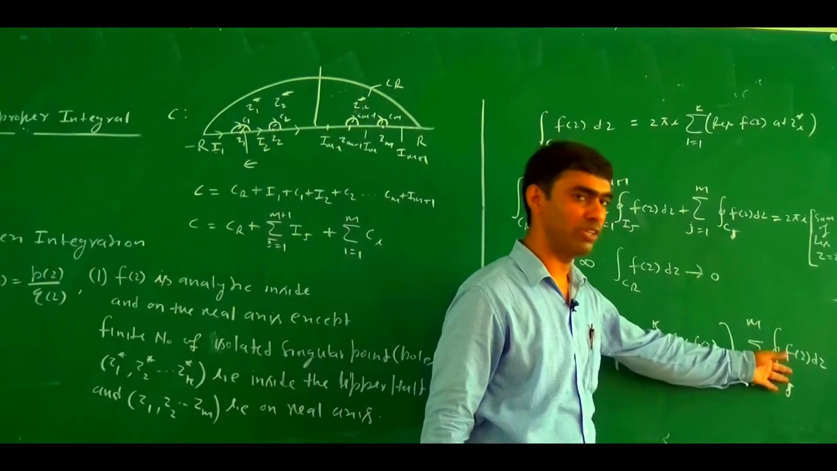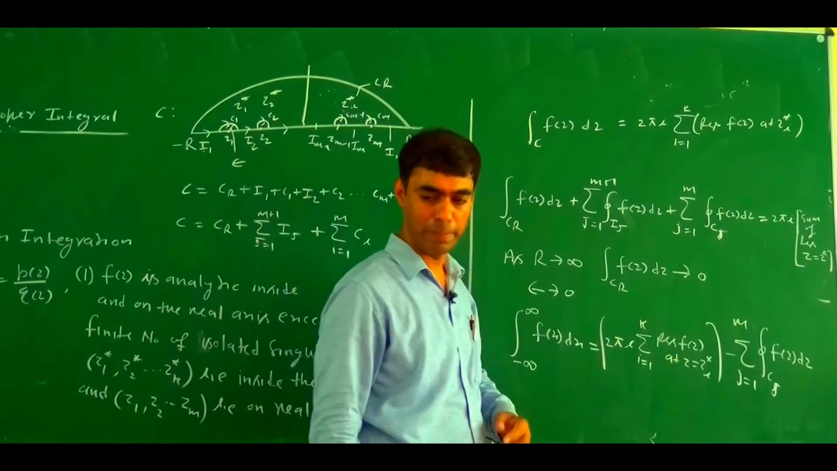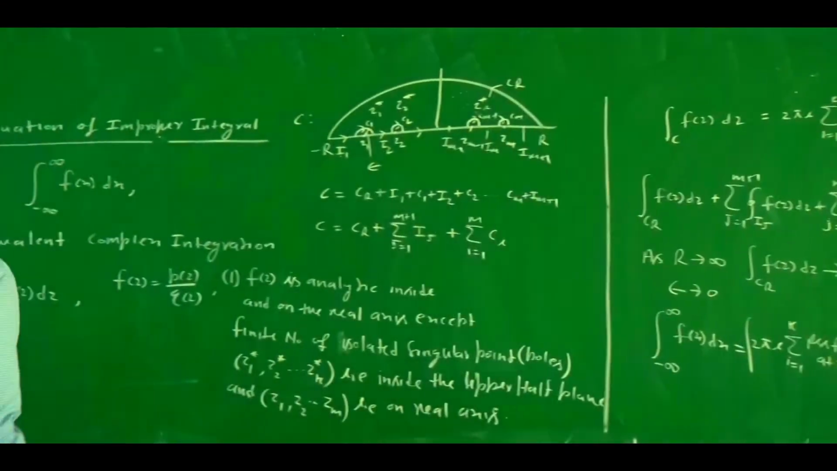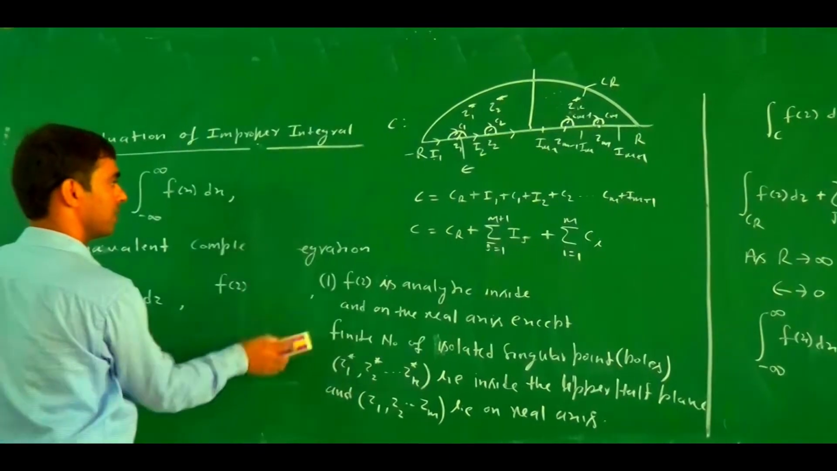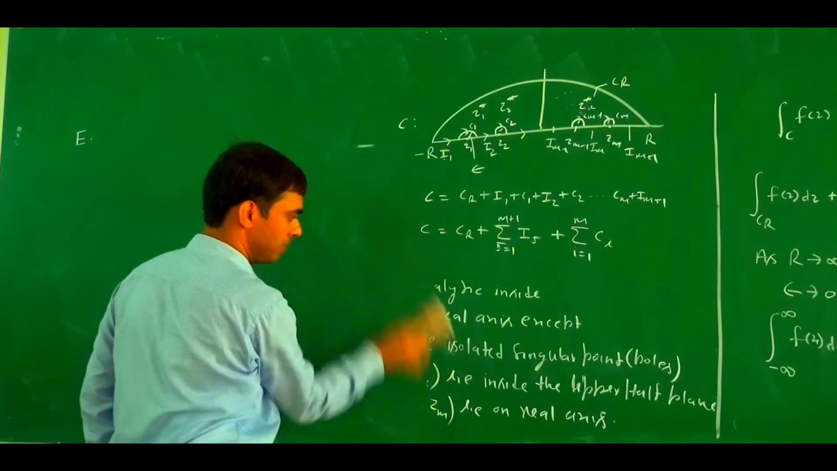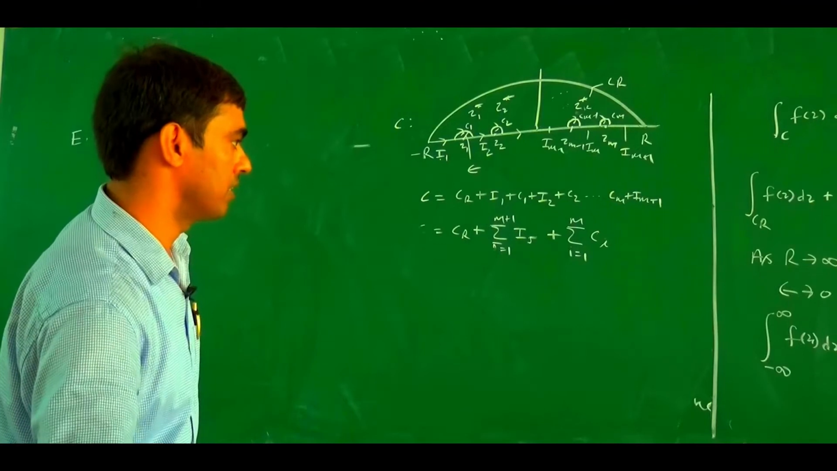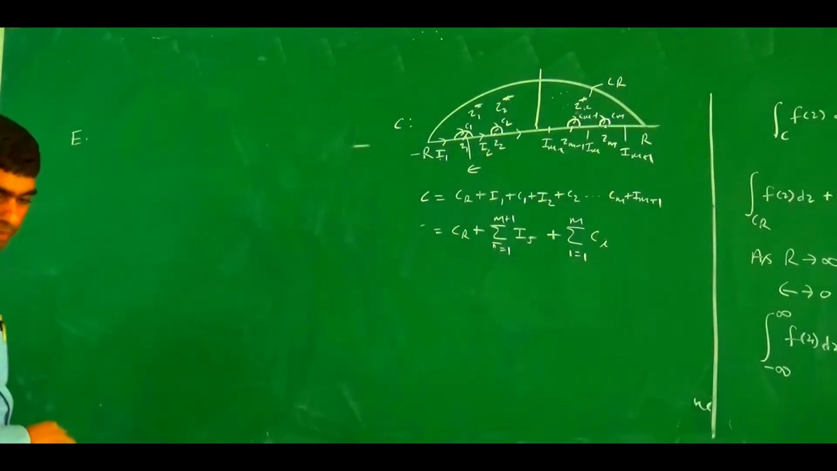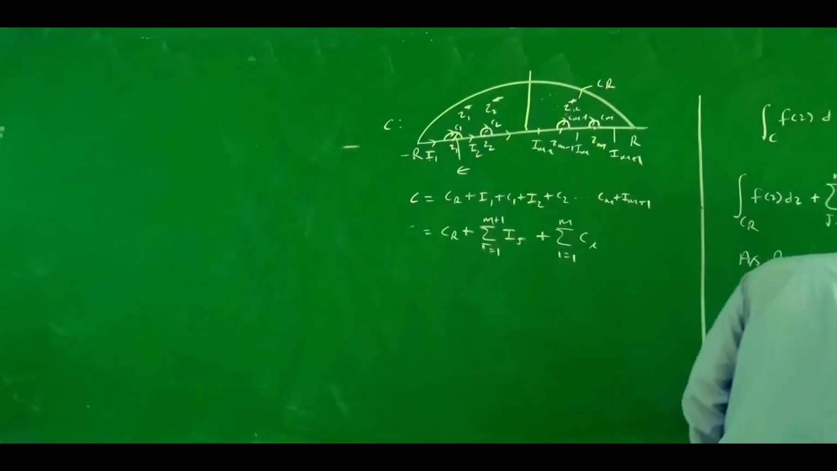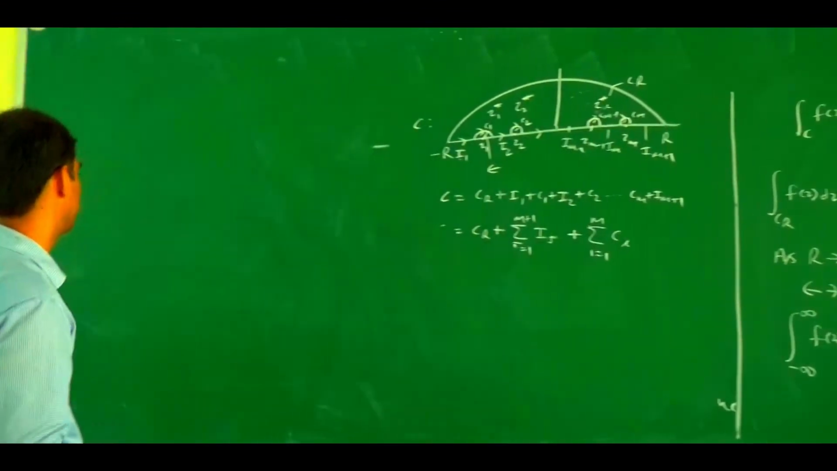So we are able to find this one. Once we find it, we say that the integral from minus infinity to infinity of f(x) dx equals this. Now we try to show what the value of this one is, and we try to prove it. Suppose this one is I dash.